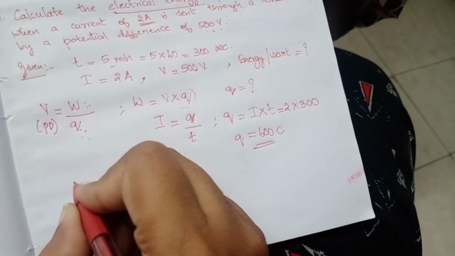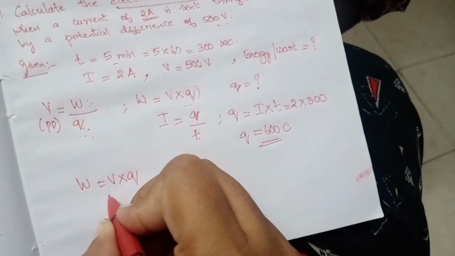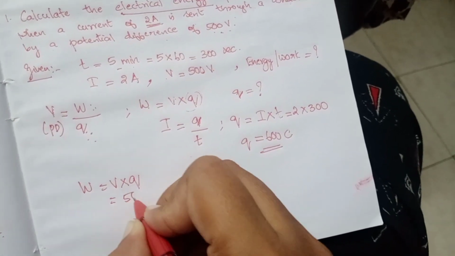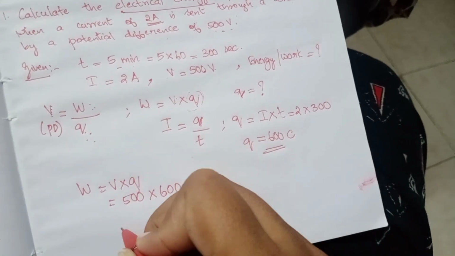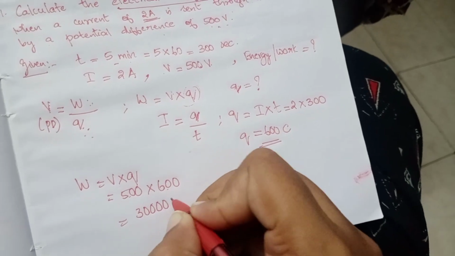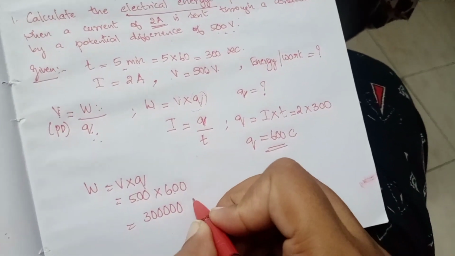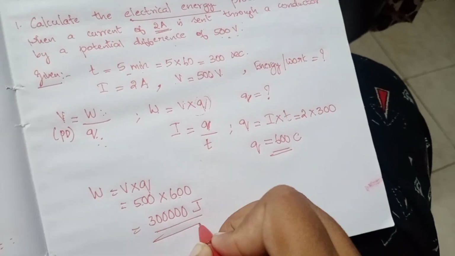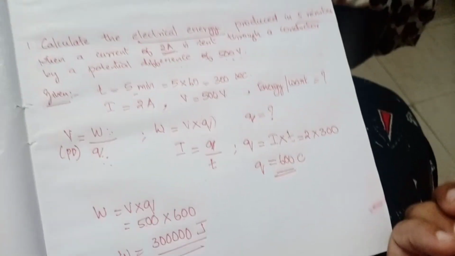Now we can substitute in this equation, W is equal to V into Q. The value of V is given as 500 volt, and the value of Q we found as 600. So the value will be 5 into 6, 30, this much joules. So the work done will be equal to 3 lakh joules. Okay, is this clear?